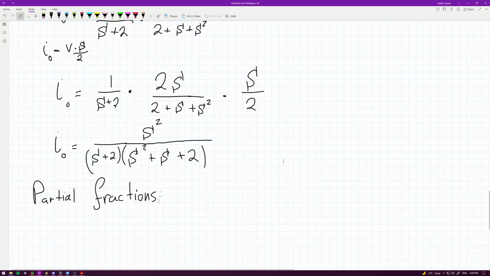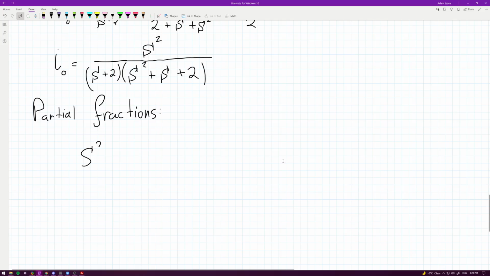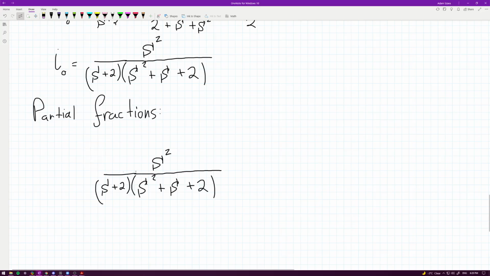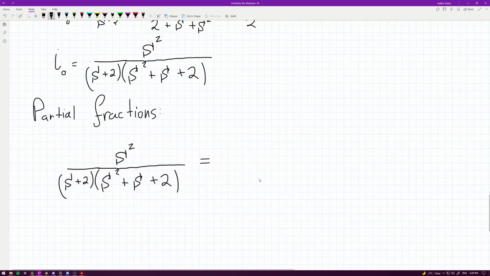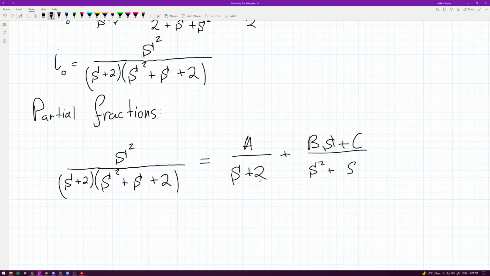Partial fractions is going to be, well, our thing is S. I'll just copy and paste it so that I don't have to write it all again. What I'm going to do is set this equal to A over S plus 2, right? Plus BS plus C over S squared plus S plus 2, right? So that's how I'm going to break this up, because I use my two factors. Like the linear factor gets a 0th degree one, quadratic factor gets a linear factor.